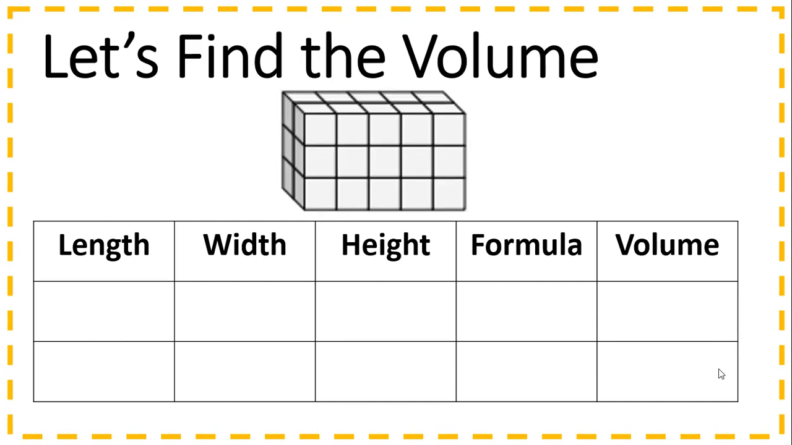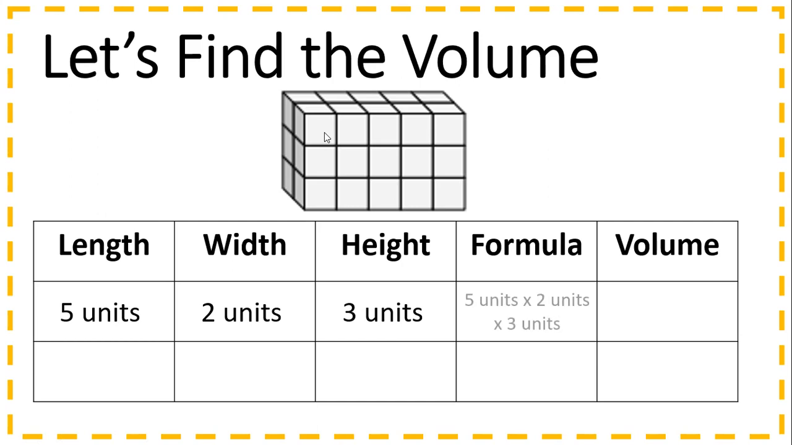Let's try another one. In this rectangular prism, the length is 5 units. 1, 2, 3, 4, 5. The width is 2 units. 1, 2. And the height is 3 units. 1, 2, 3, which means that there are 3 layers. The formula is length times width times height. So 5 units times 2 units times 3 units. Well, 5 units times 2 units is 10 units, and 10 times 3 units is 30 units. So the volume is 30 cubic units.